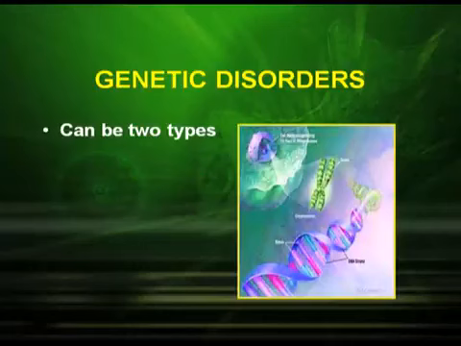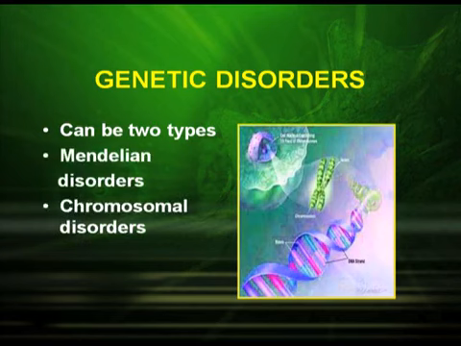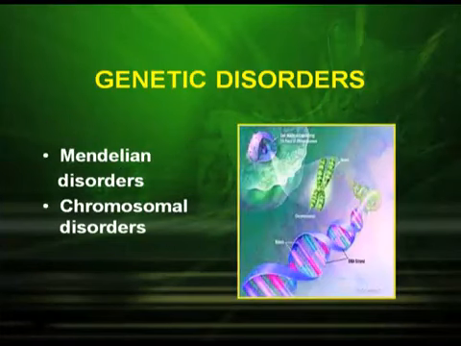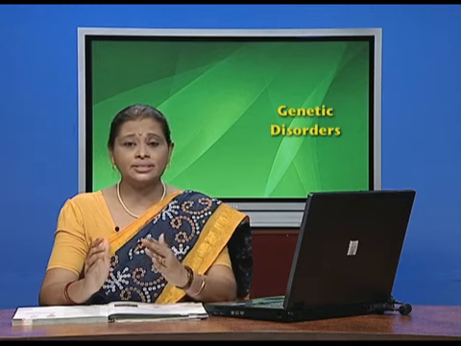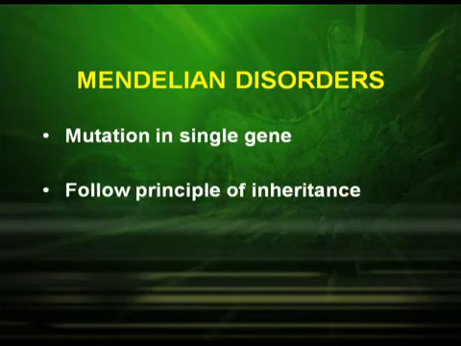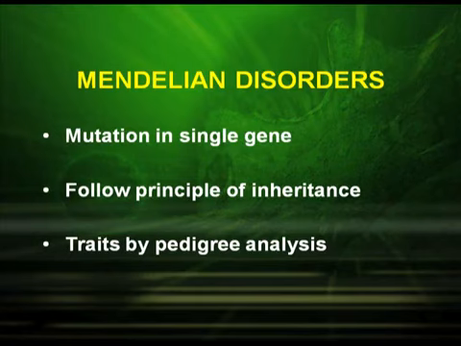Now let's discuss the genetic disorders in men. The genetic disorders are divided into two types: Mendelian disorders and chromosomal disorders. In general, the genetic disorders are caused by gene mutation. So we divide them into Mendelian disorders or chromosomal disorders. Let us first start with the Mendelian disorders. In Mendelian disorders, the mutation is in a single gene. This follows the principle of inheritance, and the traits can be analyzed by pedigree analysis.